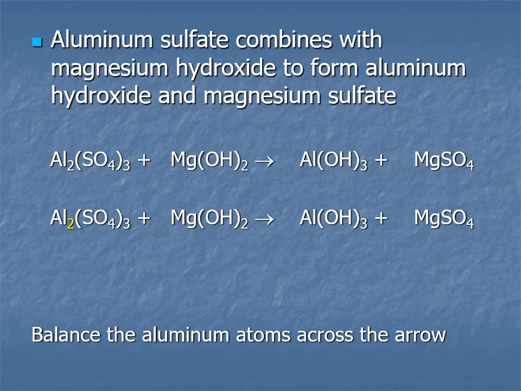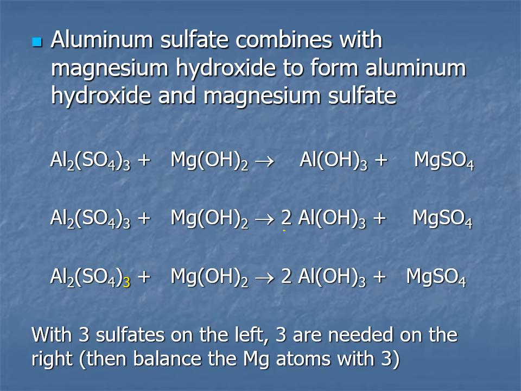Okay, so when I start to balance this, I say, well, let's start with the aluminum. It's the first thing I see. I have 1 aluminum on the right, so I'm going to put a coefficient of 2 on the left to fix that at this moment. So now I have 2 aluminums on either side. Okay, those are balanced. Where can I go from here?